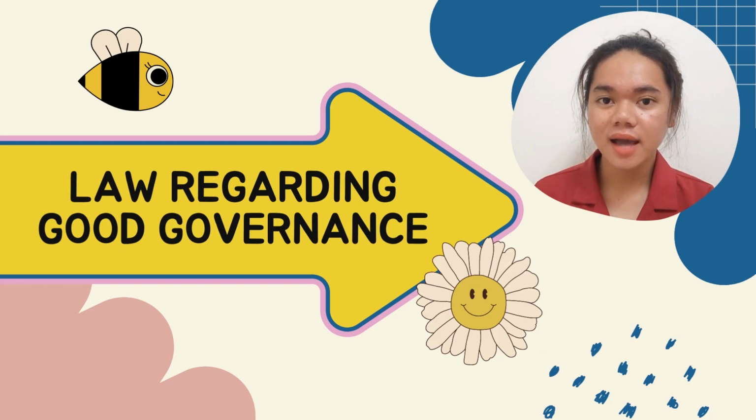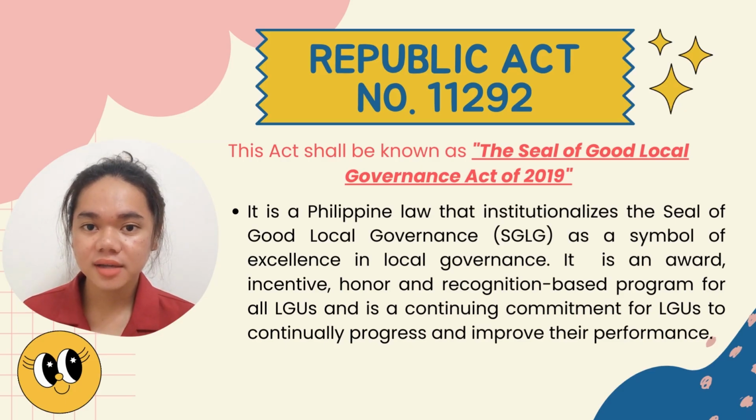It is Republic Act number 11292. It is an act establishing and institutionalizing the Seal of Good Local Governance for local government units and allocating for this purpose the Seal of Good Local Governance Fund. This act shall be known as the Seal of Good Local Governance Act of 2019.